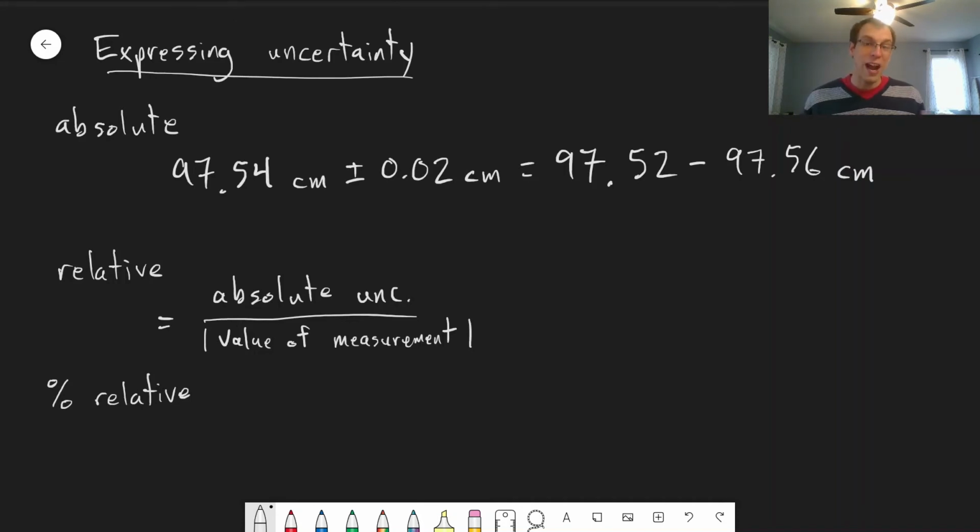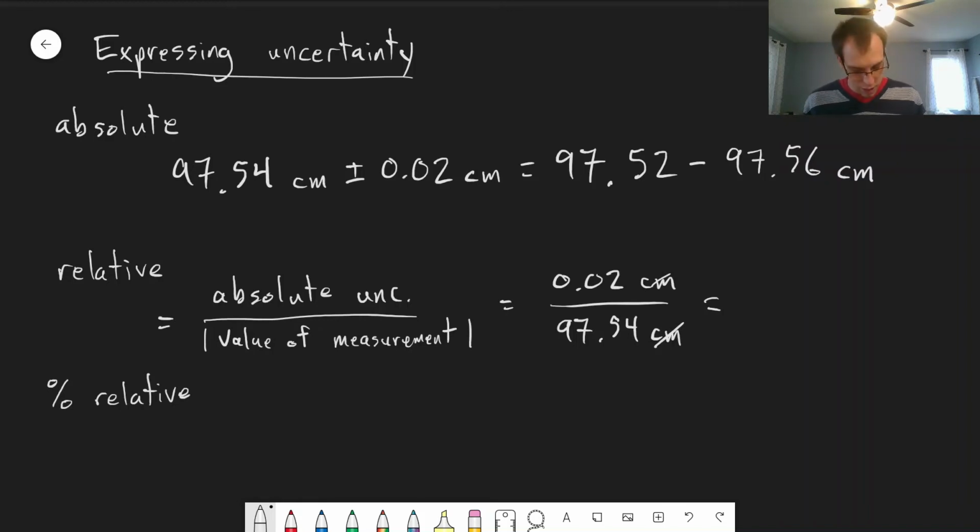This will give us a fraction that tells us how big the uncertainty is compared to the value itself. So if we do this with our example measurement, 0.02 centimeters divided by 97.54 centimeters, one thing you'll notice is that the centimeters cancel out. So relative uncertainties do not have units, whereas absolute uncertainties do have units. They have the units of whatever quantity we've measured. Relative uncertainties are a fraction, and so those units cancel out. And we get 0.0002. So that's saying the uncertainty is 0.0002 times the value that we measured.